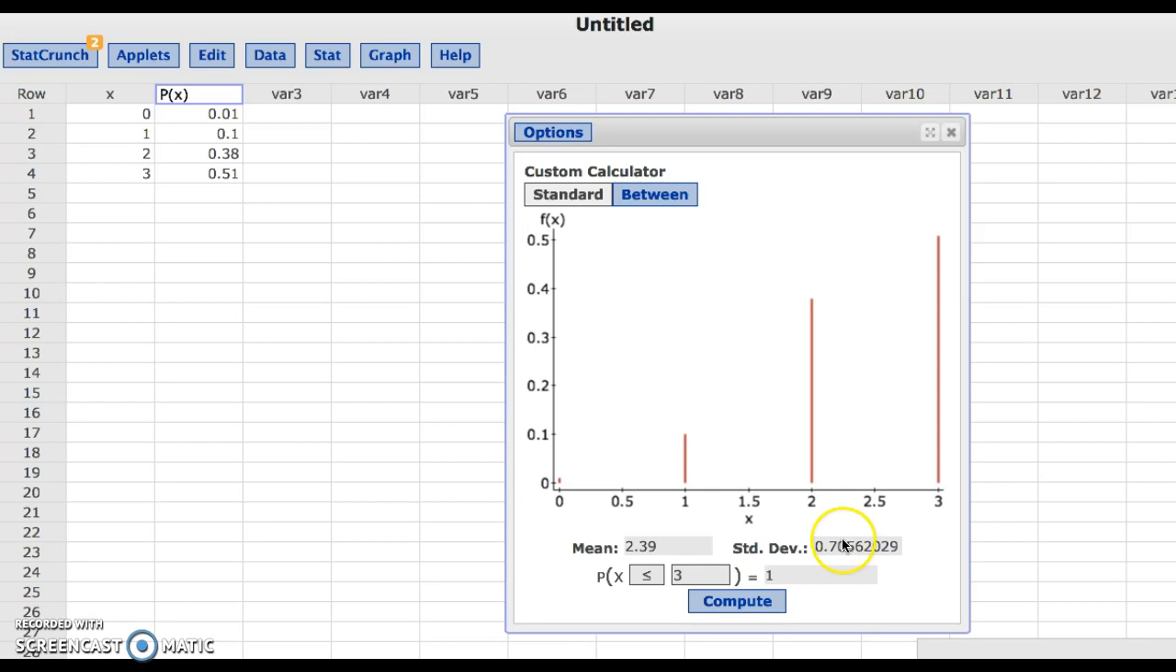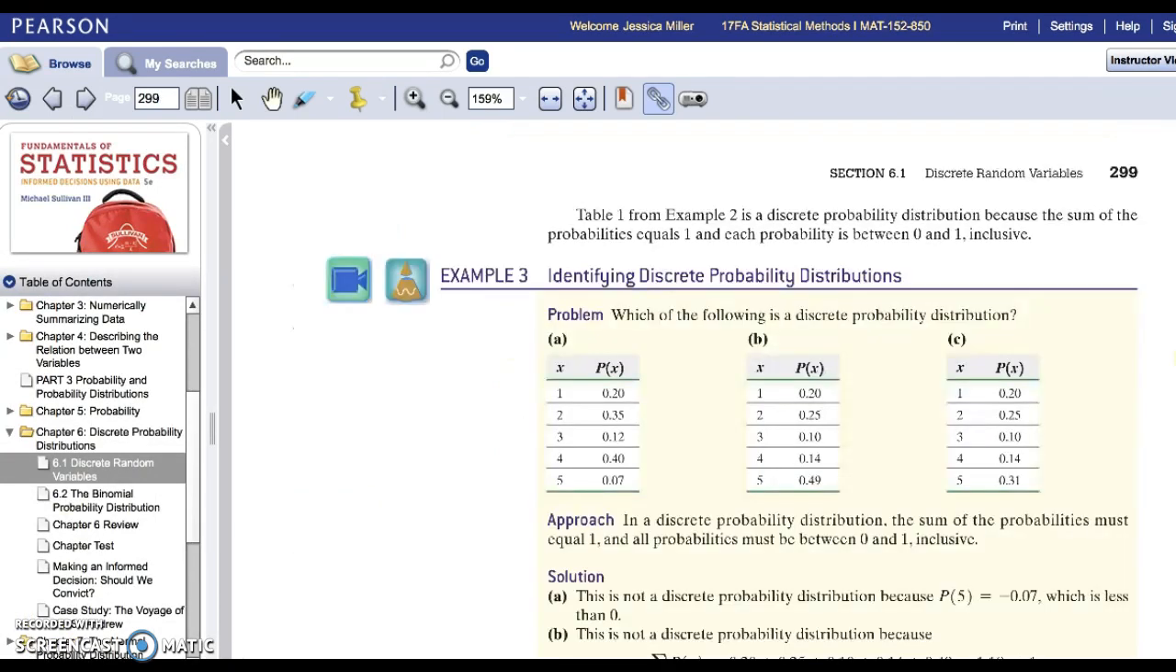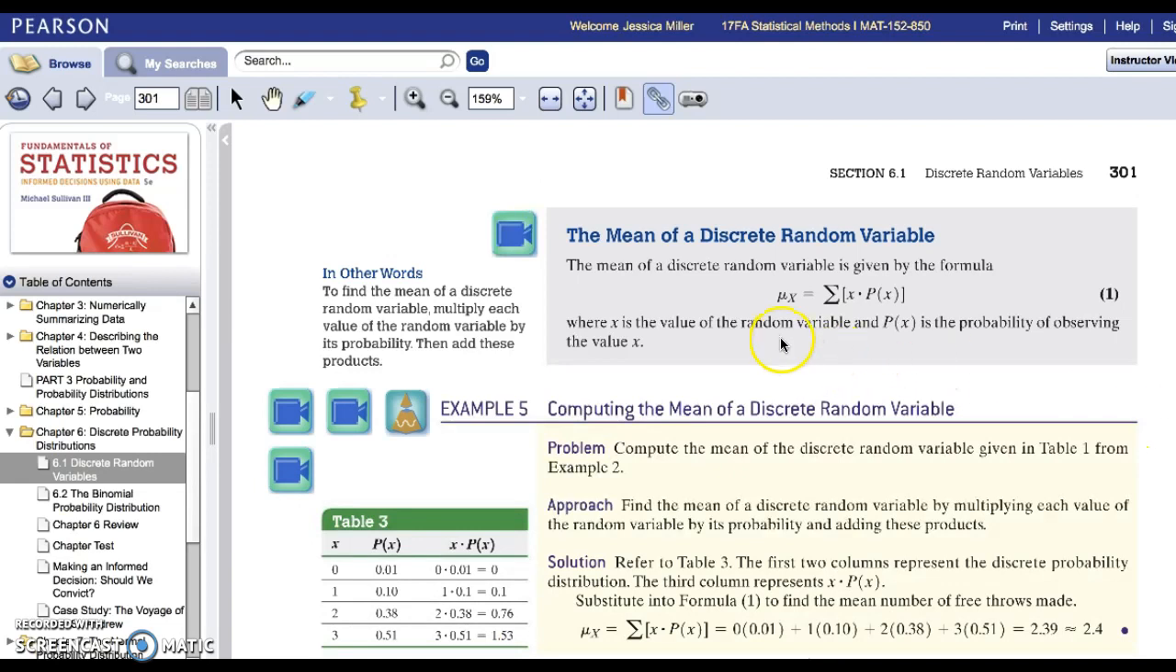So let's go ahead and go back to our ebook. So let's pick up with this example in our ebook. And your book does a little bit of examples, shows you that graph. And then I want to skip to the mean of a discrete random variable, because we saw that StatCrunch provided us that mean. And I want to show you what the book is doing by hand and how to tie that in.